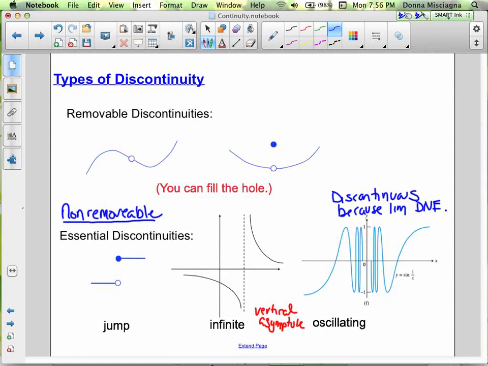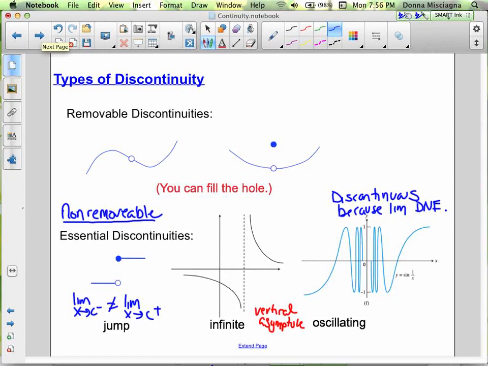Another one, the right-hand side doesn't match: the limit as you come from the right doesn't match the limit as you come from the left. The right-hand limit is not equal to the left-hand limit, and that would be an example of a jump discontinuity. And we can actually write that in. So the limit as x approaches whatever our point is from the left does not equal the limit as x approaches that point from the right. And that would be a reason you could say that your function was discontinuous if you have a jump discontinuity.